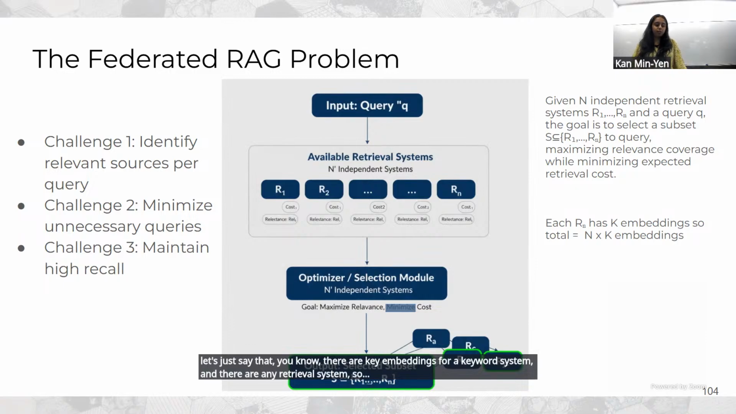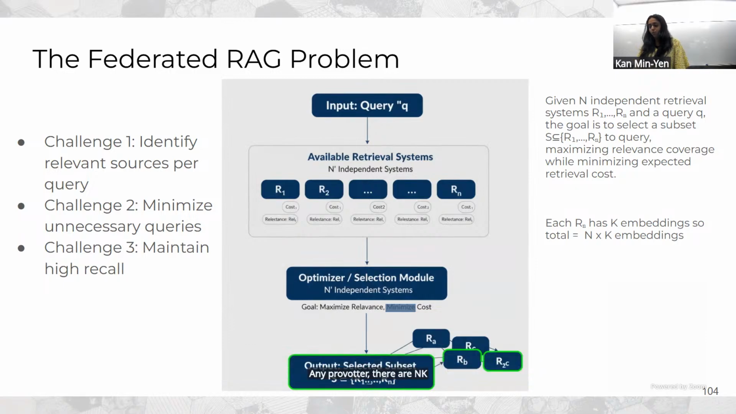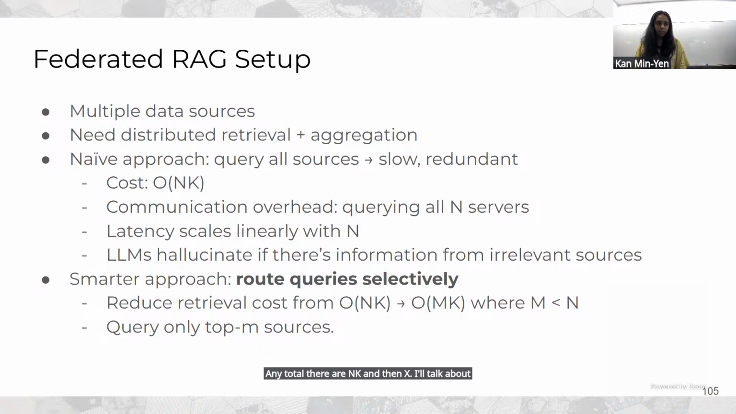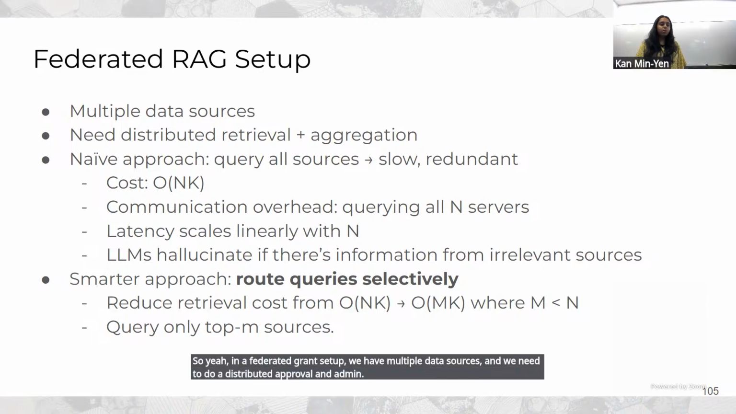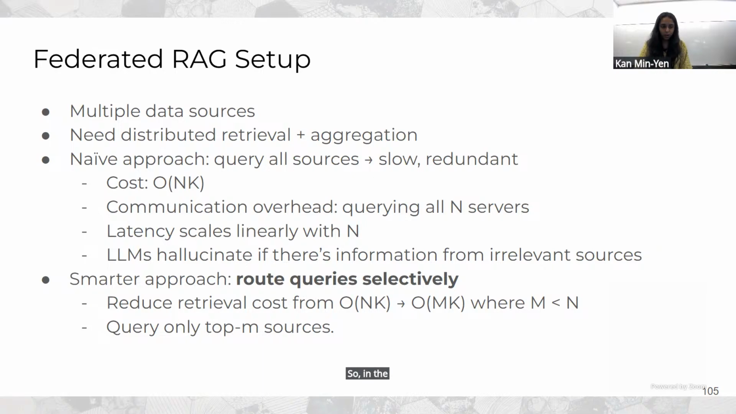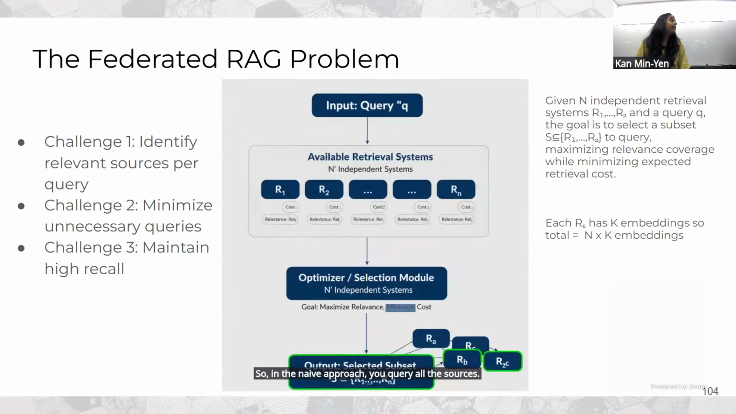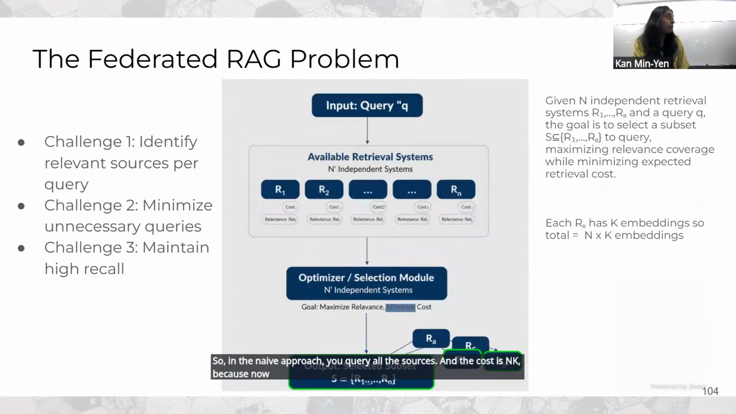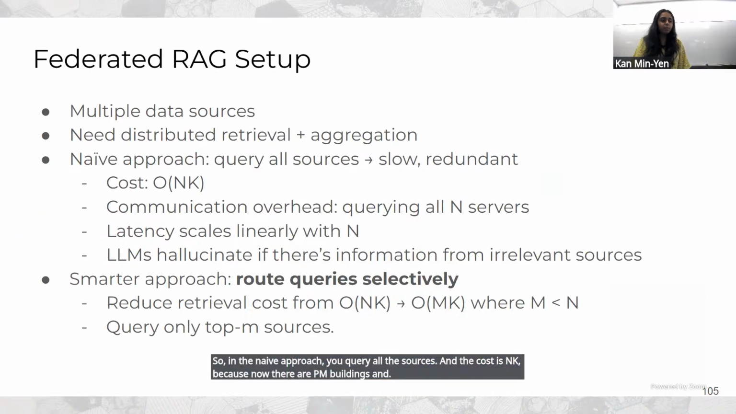So in total, there are nk embeddings. I'll talk about this a bit later. So yeah, in a federated RAG setup, we have multiple data sources and we need to do distributed retrieval and aggregation. In the naive approach, you query all the sources and the cost is nk, because there are k embeddings and n retrieval systems.